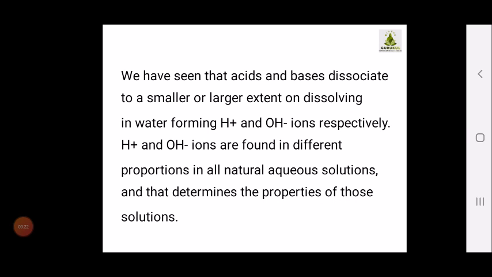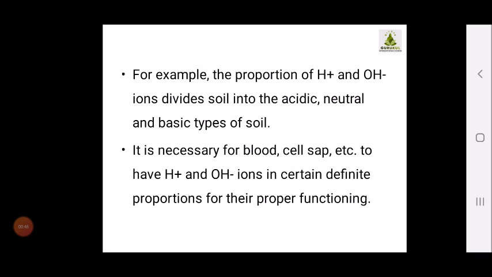Now see, we have seen that acids and bases dissociate to a smaller or larger extent on dissolving in water to form H plus and OH minus ions respectively. These H plus and OH minus ions are found in different proportions in all natural aqueous solutions, and that determines the properties of those solutions. For example, the proportion of H plus and OH minus ions divides soil into acidic, neutral and basic types of soils.